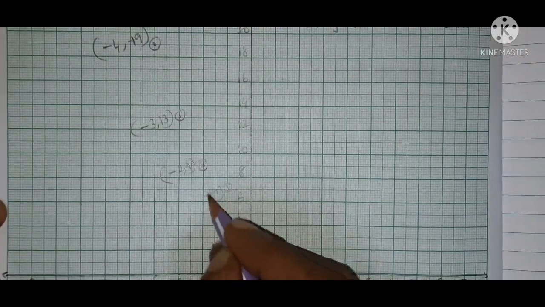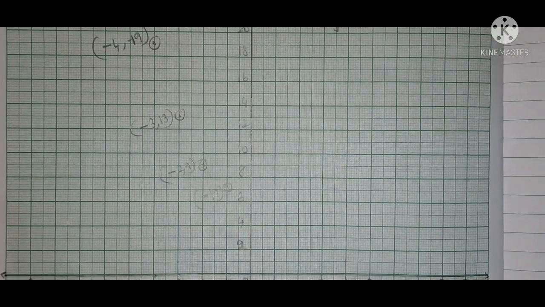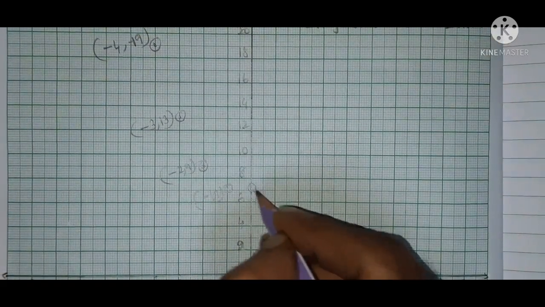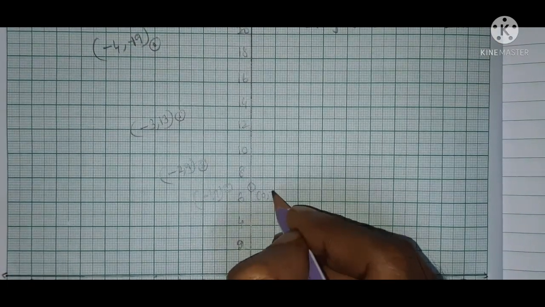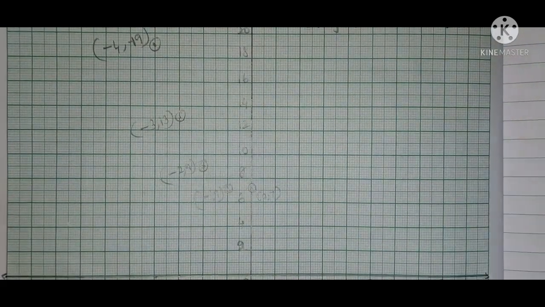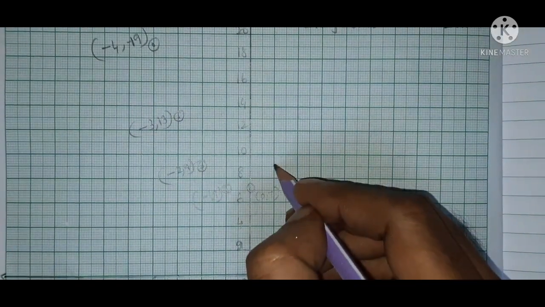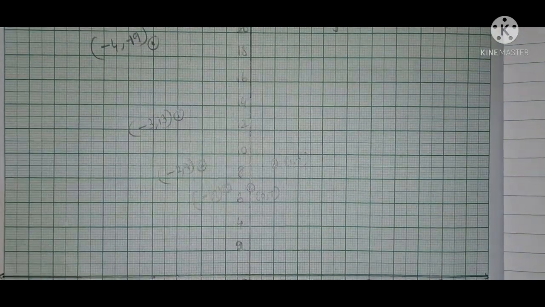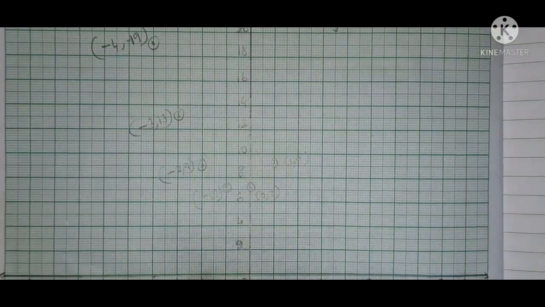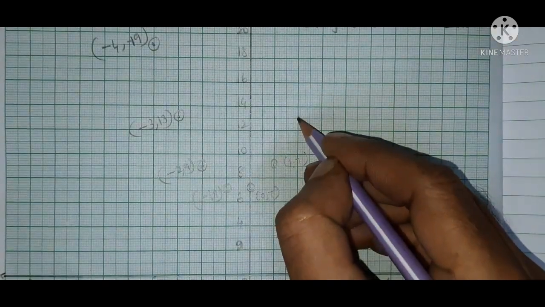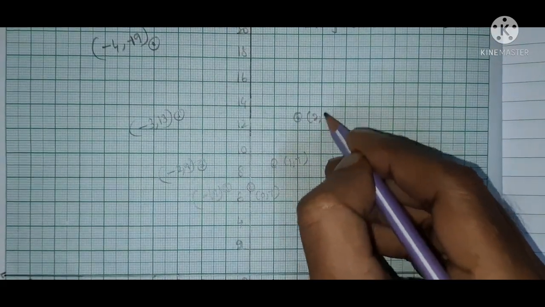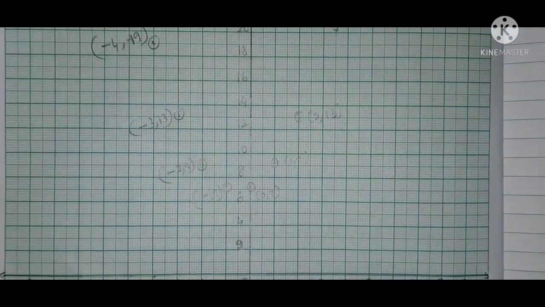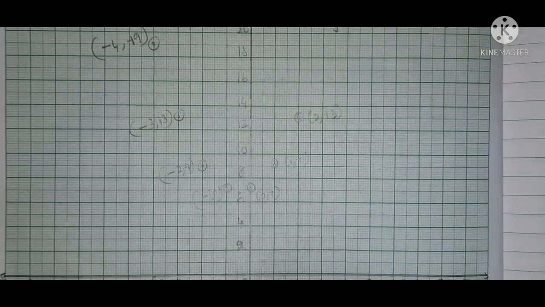The fifth point, 0, 7. The sixth one, 1, 9. The seventh point, 2, 13. The eighth point, 3, 19.